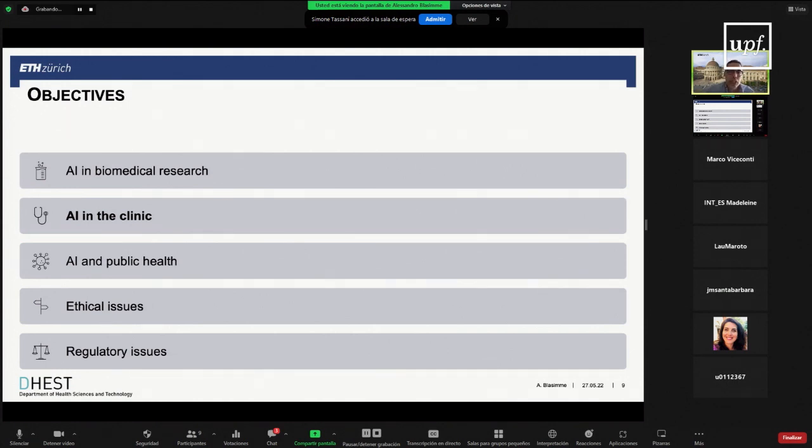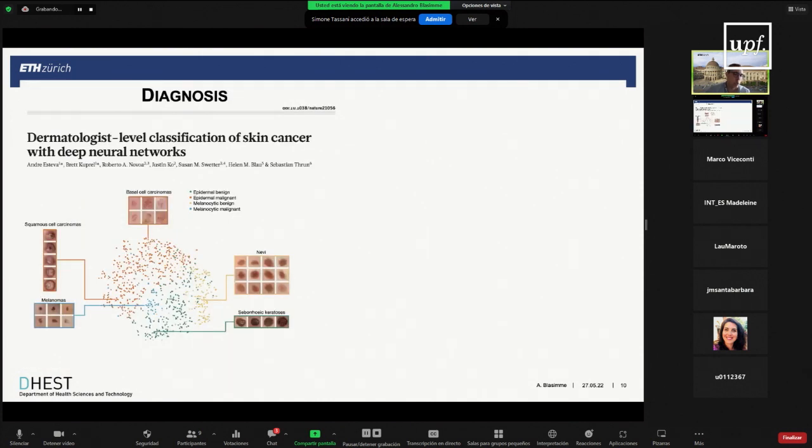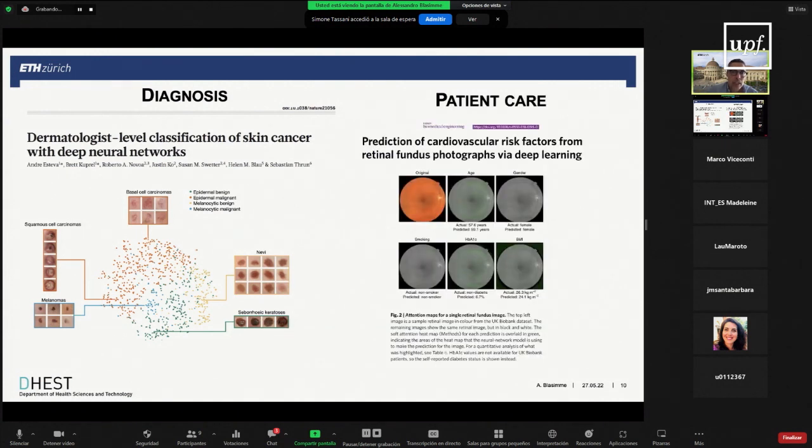Arguably the most interesting applications of AI in medicine have to do with AI-driven predictions in the domain of clinical medicine. Here is a very typical example of an AI, a deep neural network that is able to classify skin cancer or any skin lesion based on morphological features and so on. So the idea here is to develop an algorithm that can perform a diagnosis, or as you see on the right here, an algorithm that can predict, in this case, cardiovascular risk, by looking at images of the retinal fundus of the patient.